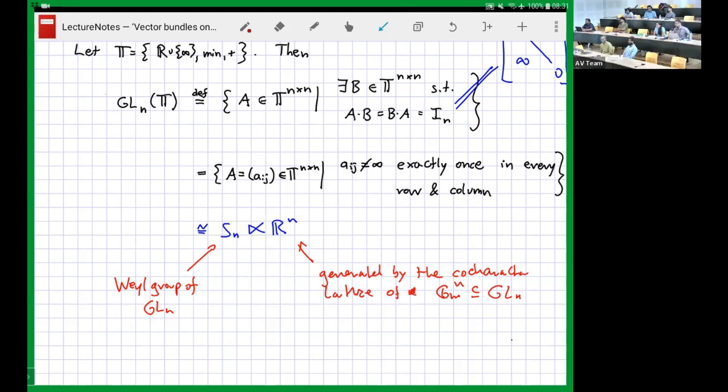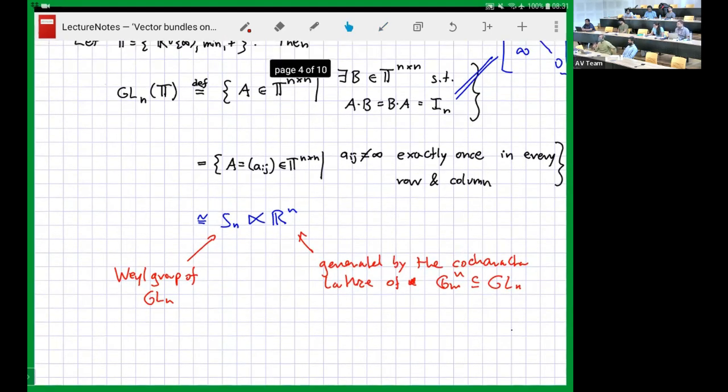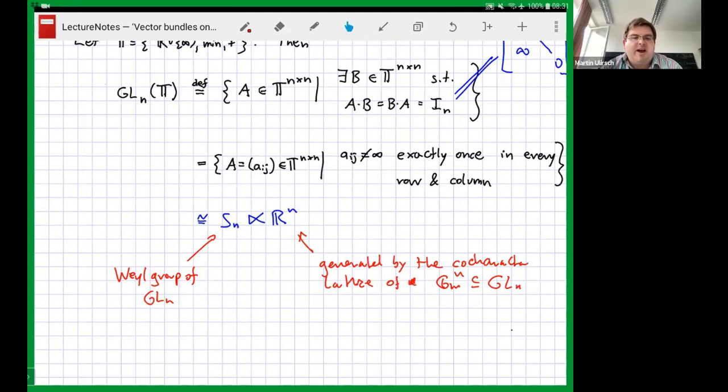Okay, thank you. I have a quick question. Is the appearance of Sn here related in any way to the fact that if I work over F1, then vector spaces are finite? Exactly related to that, yes. A third perspective on what I just did is to ask what is the incarnation of GLN over the field F1 with one element. That's Sn. Then you take the base change of this to the tropical numbers, and that adds the R^n here. Great, thank you.